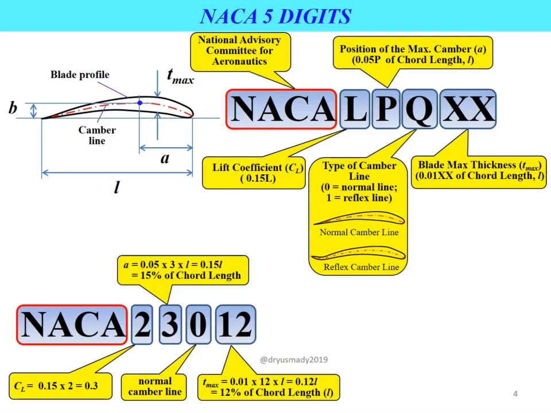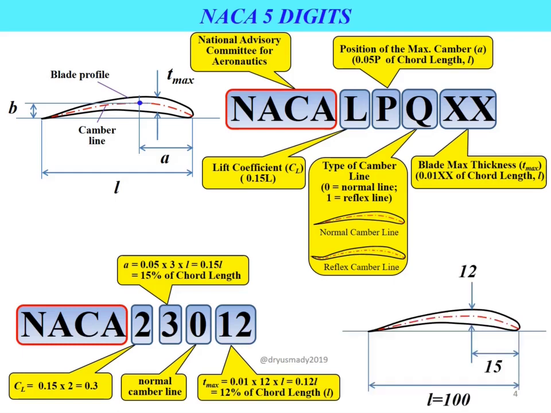Okay, remember that the T that we discuss here actually refers to the maximum blade thickness, which is the value of T maximum. So now if we know the chord length, let's say L equals 100 centimeter, we can determine the value of A, which is equal to 15 centimeter, and the value of T, which is equal to 12 centimeter.